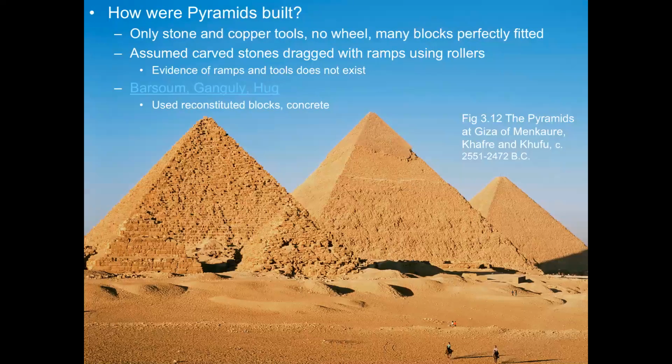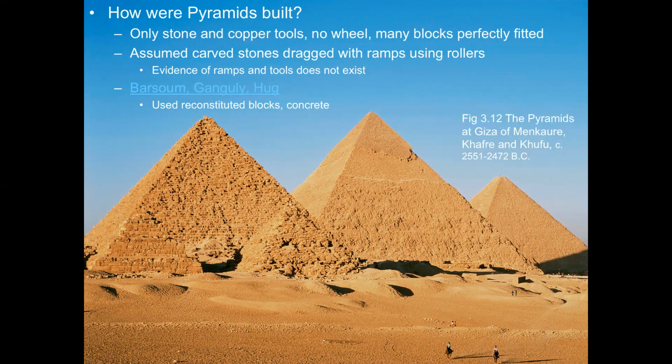So how were the pyramids built? We don't actually know, because what's interesting is that at this time, the ancient Egyptians only had stone and copper tools, and copper is a very soft metal, no wheel. In later times, they had wheels, and we'll see them with chariots and such. But at this time, they didn't have wheels. And so the closest thing is maybe rollers.